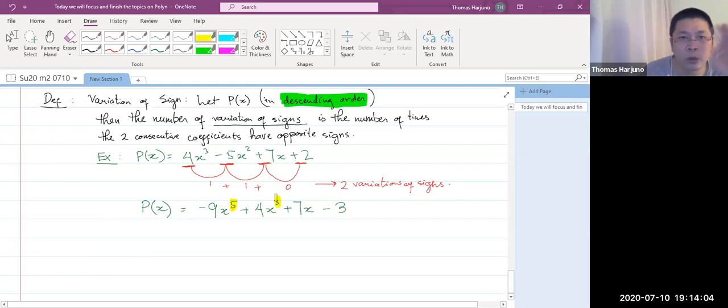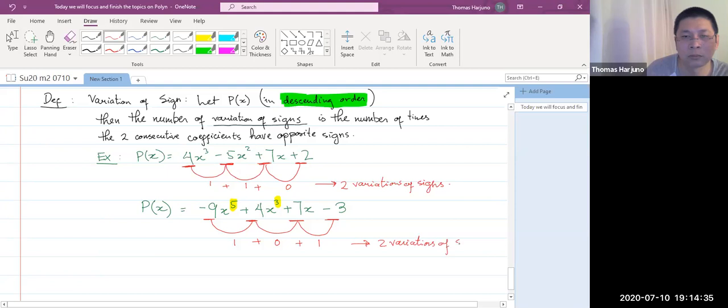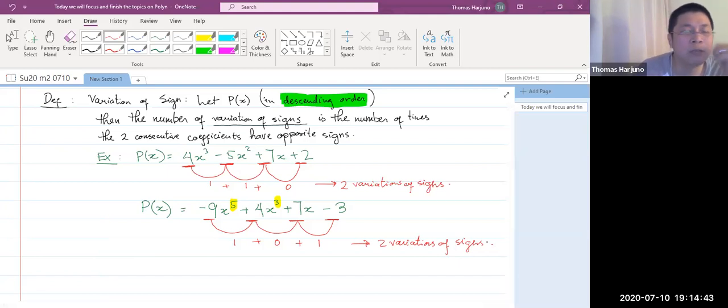Now, the thing is, we don't worry about it. We still count it as long as it is in descending order, and the number of times the sign changes will count as 1. Now, there's no sign change here. There's one more time sign change here. So there are two variations of signs. Okay, that's what it means by variation of signs.